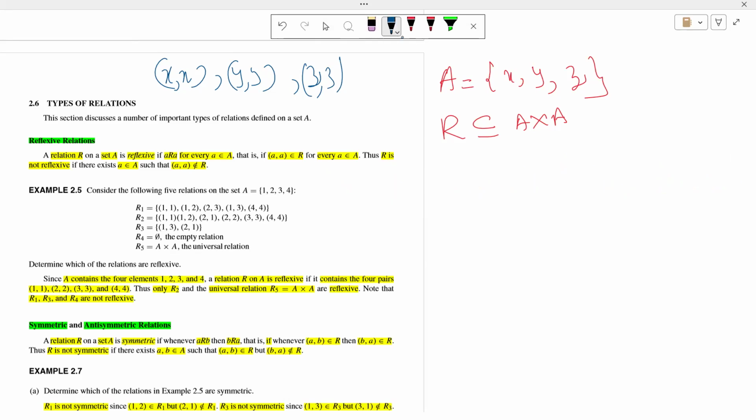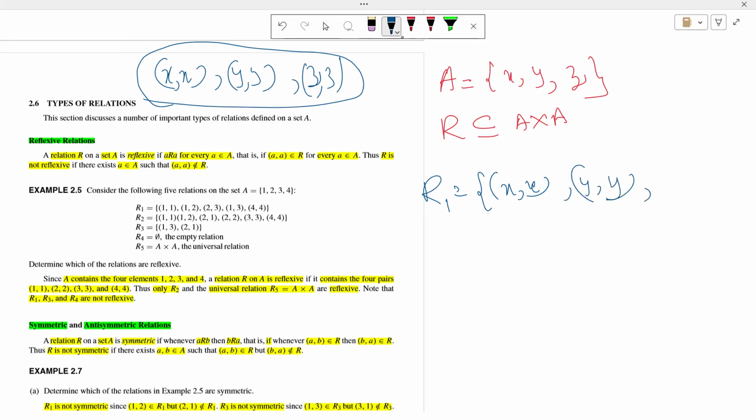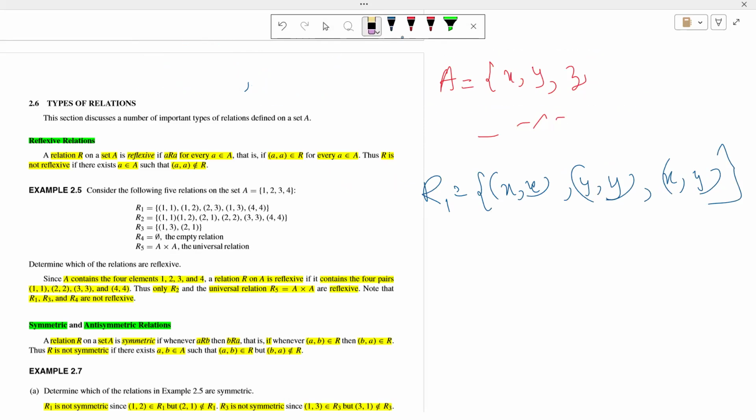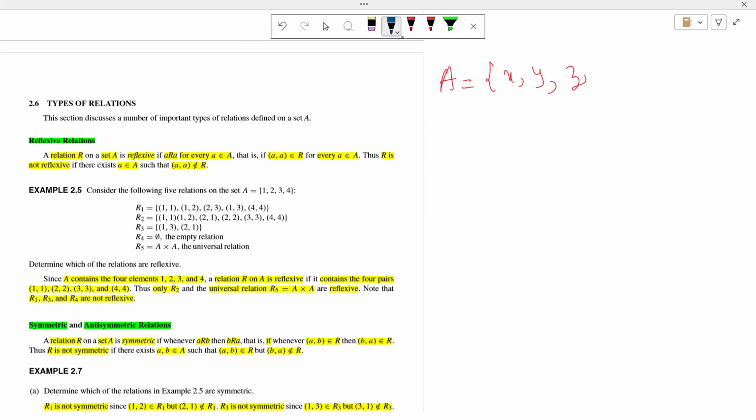Whatever relation you are creating, if it includes these three elements, then you can say it is reflexive. Let's say now I am creating a relation R1: XX, YY, then XY. This is not reflexive, because ZZ is missing. If it is reflexive, all the elements of A must be related to themselves. Then only we can say it is a reflexive relation. So now you are clear with reflexive, right?